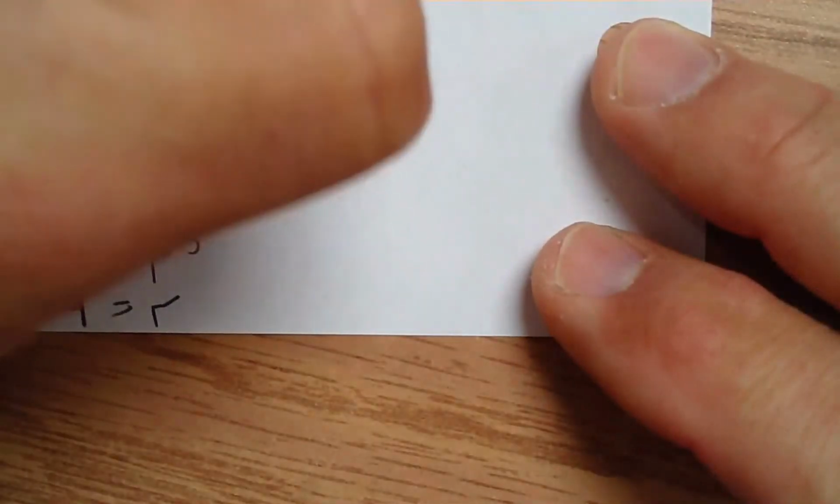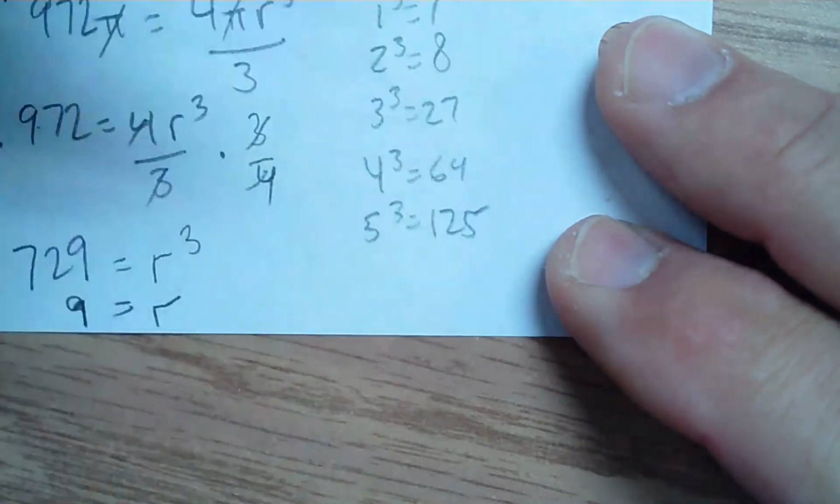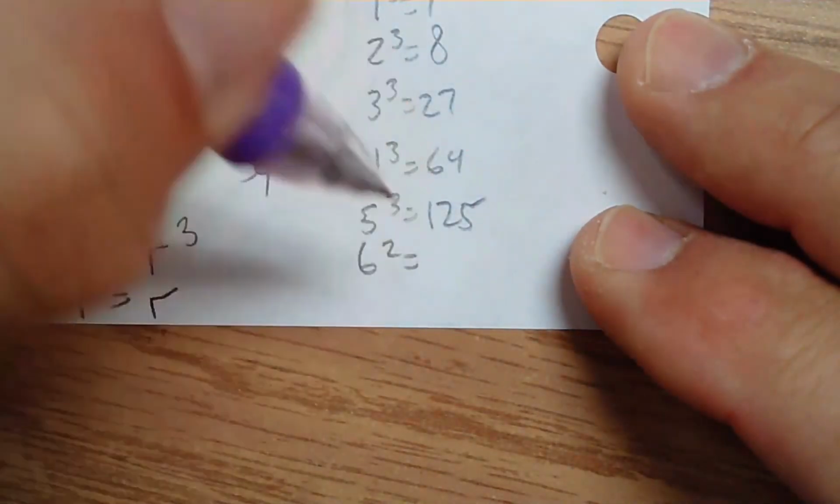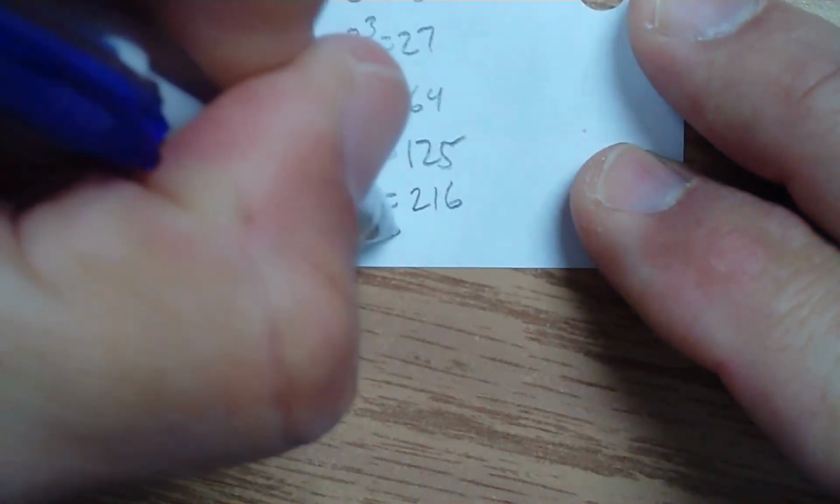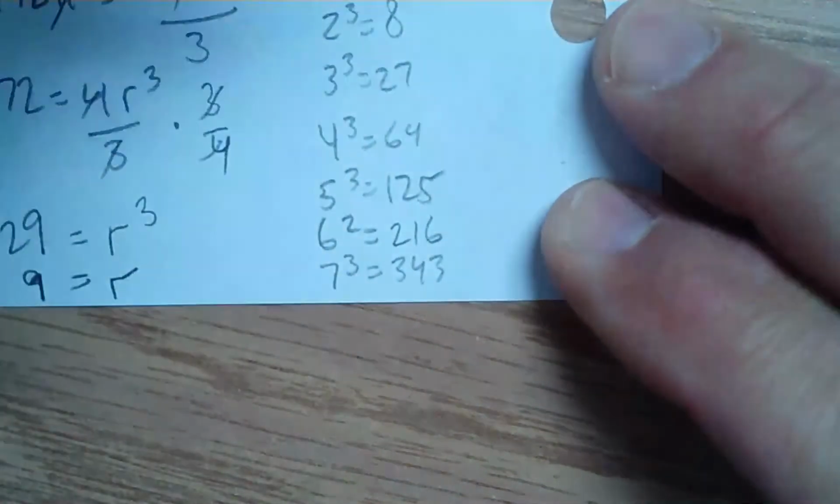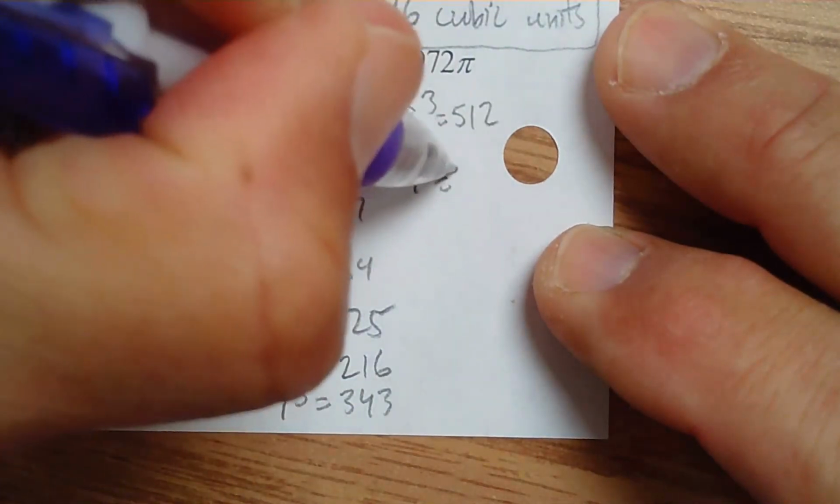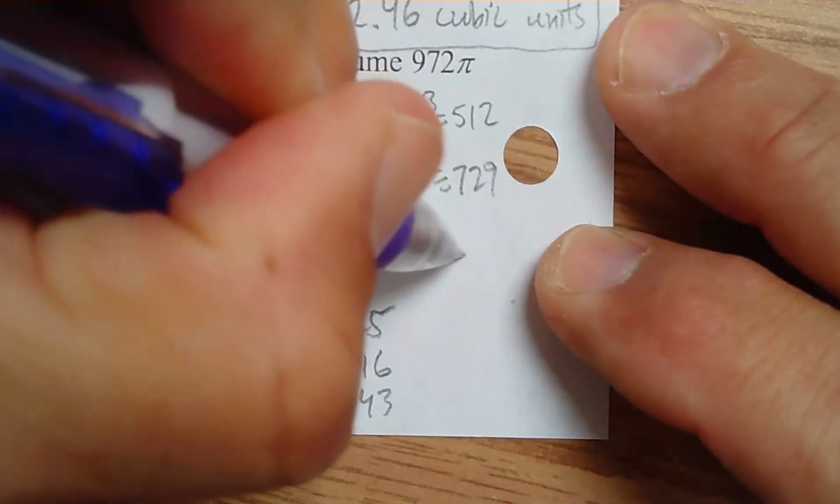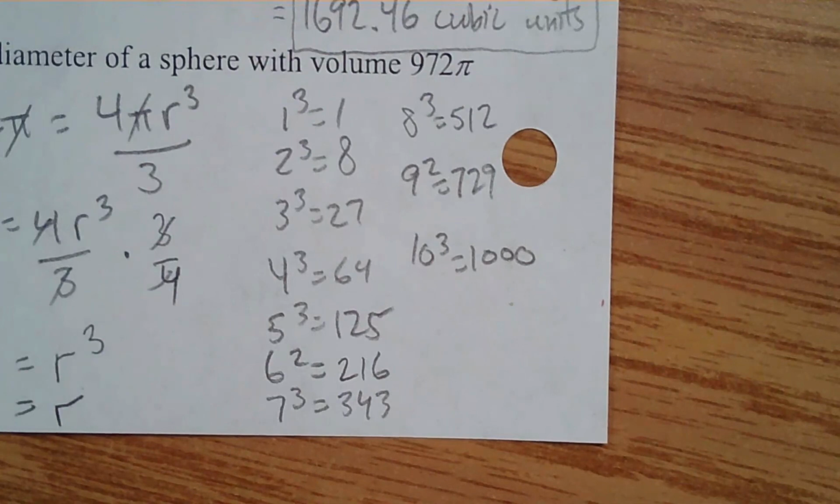But it'd be useful to know what 1 cubed is: 1. 2 cubed is 8, 3 cubed is 27, 4 cubed is 64, 5 cubed is 125. 6 cubed, I believe, is 216. I'm pretty sure it is. 7 cubed is 343. 8 cubed is 512. And 9 cubed is, of course, 729. And then 10 cubed is 1000. There you go. That's the stuff you need to know for the quiz.